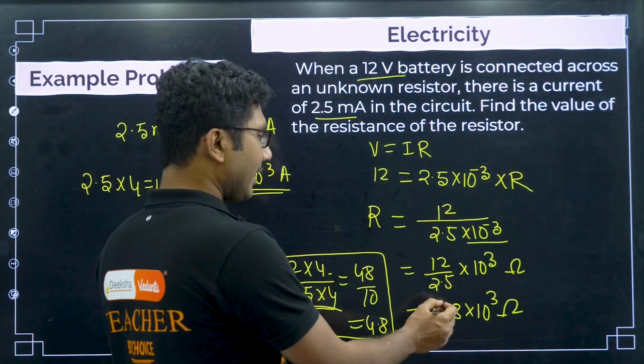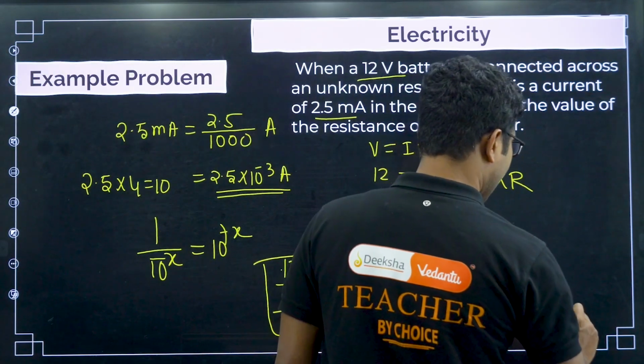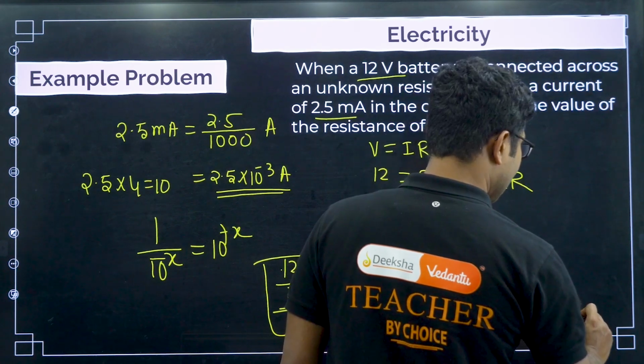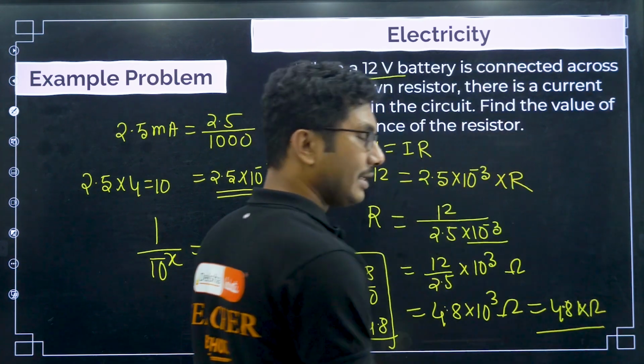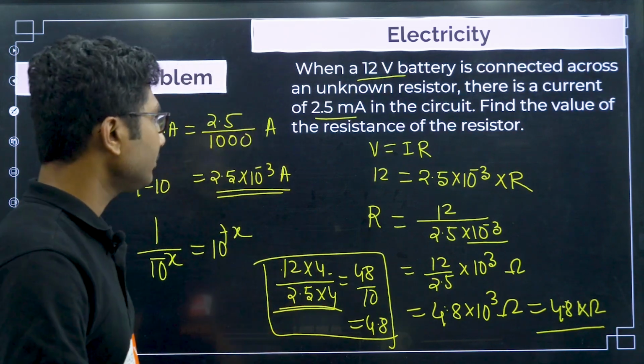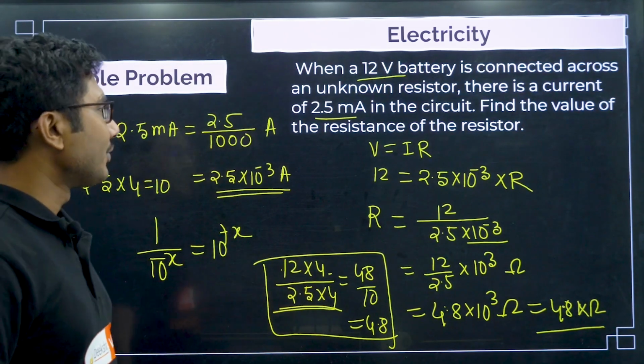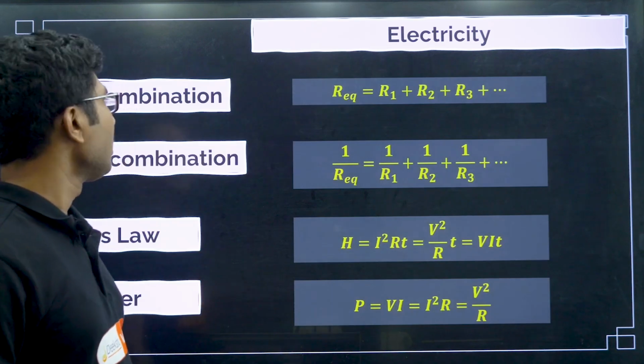Okay. So, 4.8 times 10 to the power of 3 ohm, or you can say 4.8 kilo ohm. 10 to the power 3 means kilo, 10 to the power of minus 3 means milli, right. So, it is 4.8 kilo ohm. Now, this is one sample problem from your textbook.